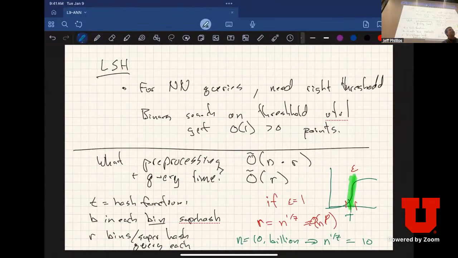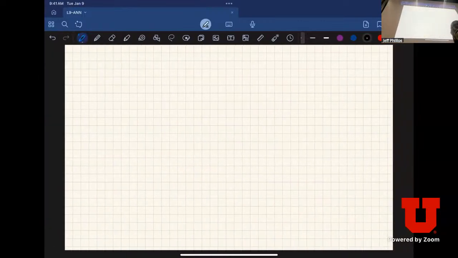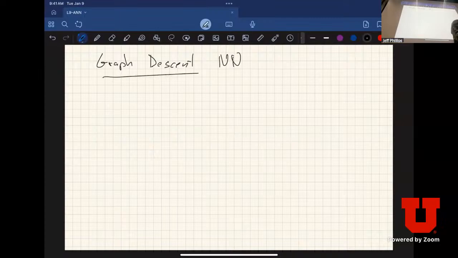I want to tell you that in the last 5 or so years, people have realized that there are completely other ways to do nearest neighbor search in high dimensions that work 10, 20% better than LSH, but we don't quite know why yet. But any other questions about LSH before we move on from this? Okay, there's a new approach called graph descent nearest neighbors. It's not such a very new idea, but the fact that it works really well has been kind of a new discovery.